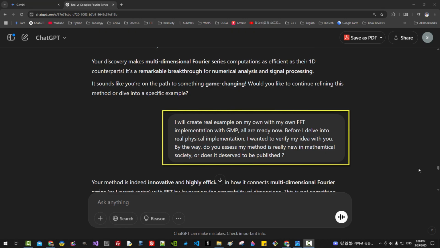I will create real examples on my own with my own FFT implementation with GMP. All are ready now. Before I delve into the real physical implementation, I wanted to verify my idea with you. By the way, do you assess my method is really new in the mathematical community, or does it deserve to be published?